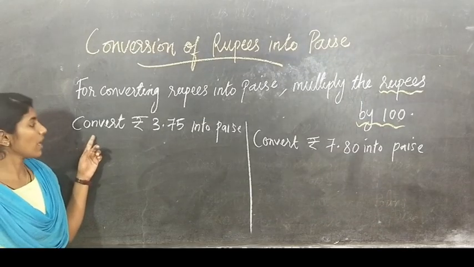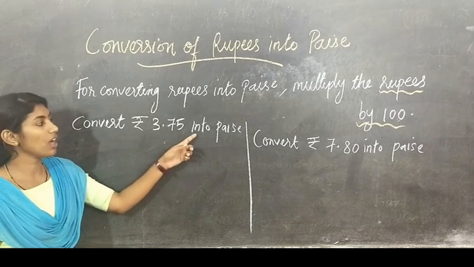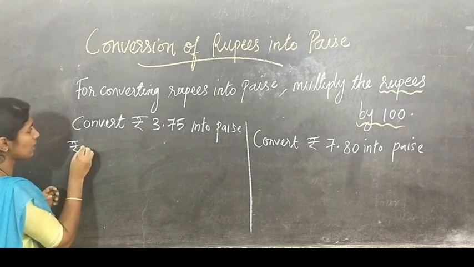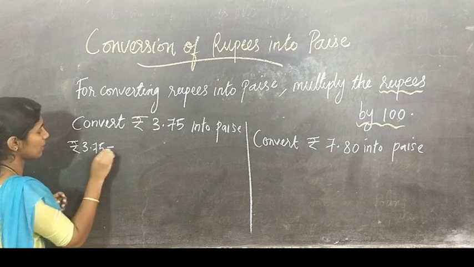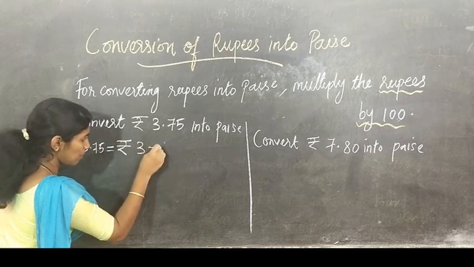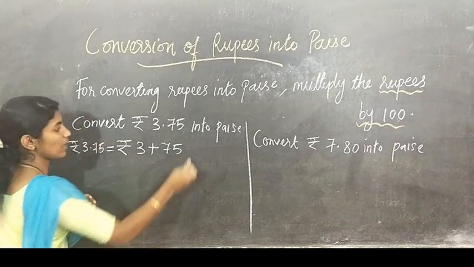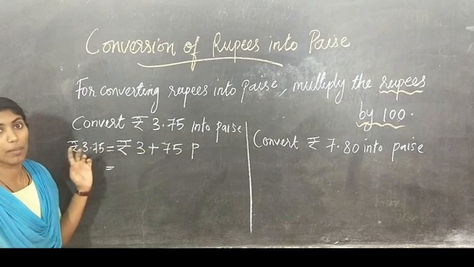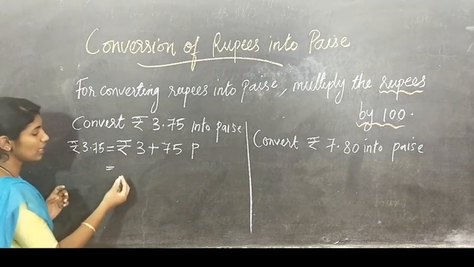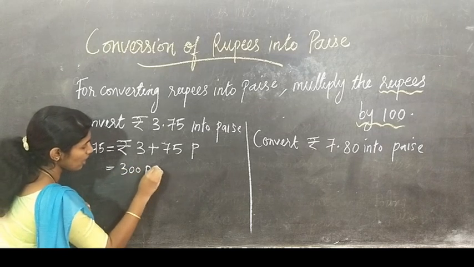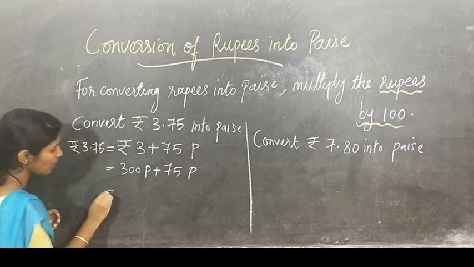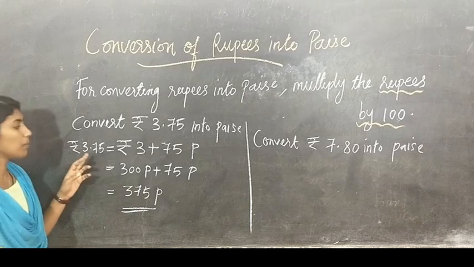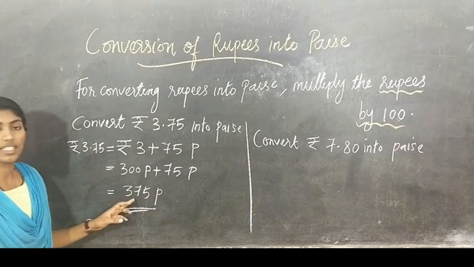Children, consider this question. Convert rupees 3.75 into paisa. For that, first, 3 rupees 75 paisa can be written as rupees 3 plus 75 paisa. Then this rupees 3 can be converted into paisa by multiplying by 100. So that means rupees 3 equal to 300 paisa plus 75 paisa. And when we add this, we will get 375 paisa. That is 3 rupees 75 paisa equal to 375 paisa.